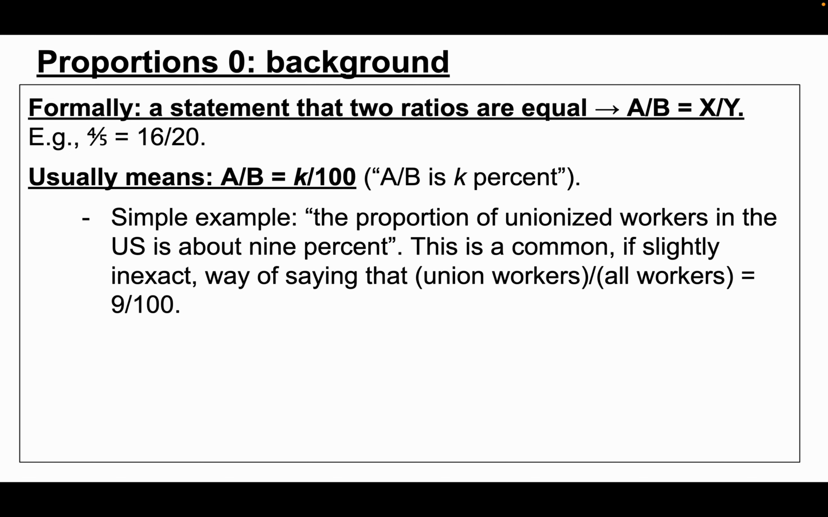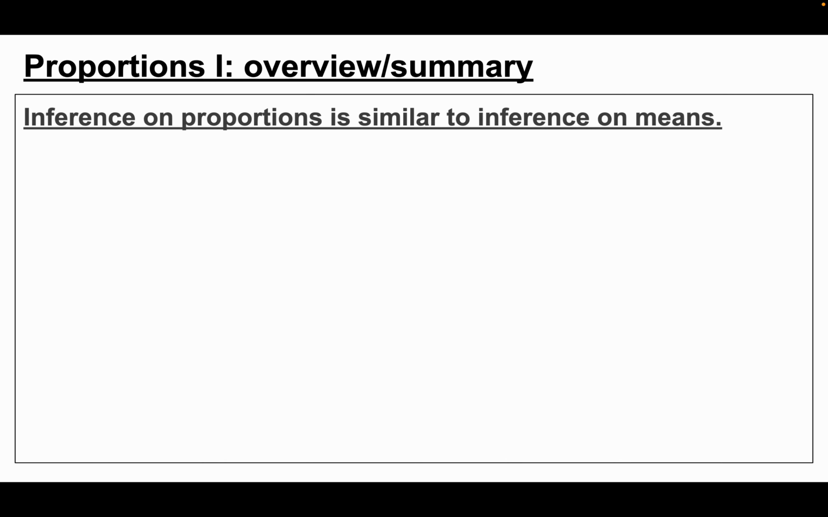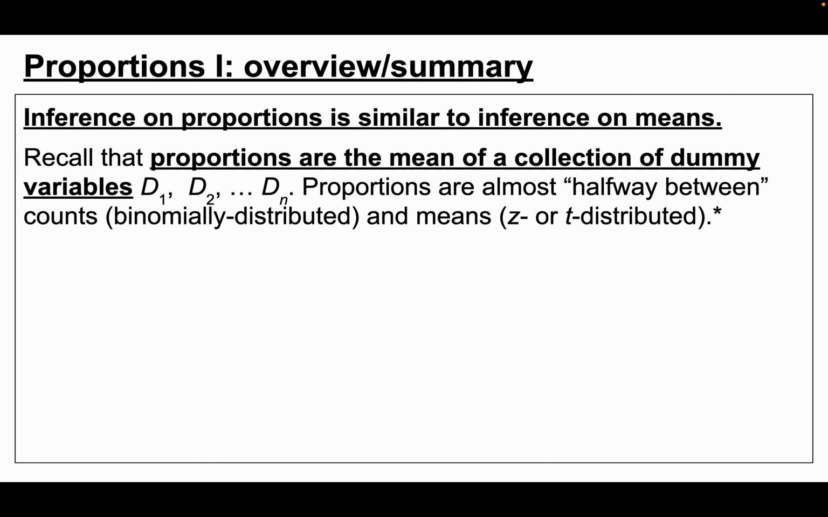A simple example: when we say that the proportion of unionized workers in the US is about 9%, this is a slightly inexact way of saying that the ratio of union workers to all workers is equal to 9 over 100. We care about proportions for obvious reasons. Anything that can be expressed as a percent can be treated as a proportion, from the percent of people who plan to vote for a policy to the percent of people who are married or those who suffer cancer. These are all proportions. This background here isn't super necessary for understanding what follows, but I just wanted to remind you because it's good to define terms. So inference on proportions is very similar to inference on means.